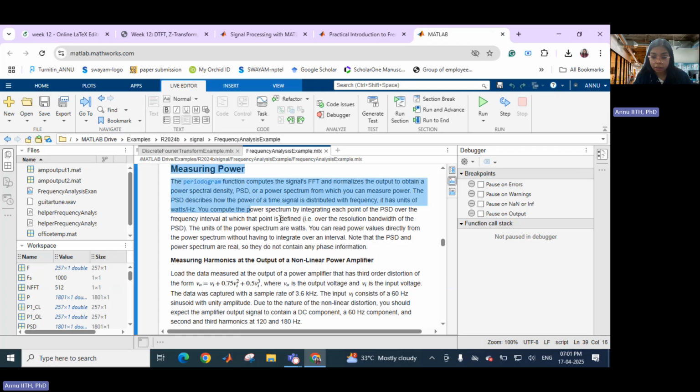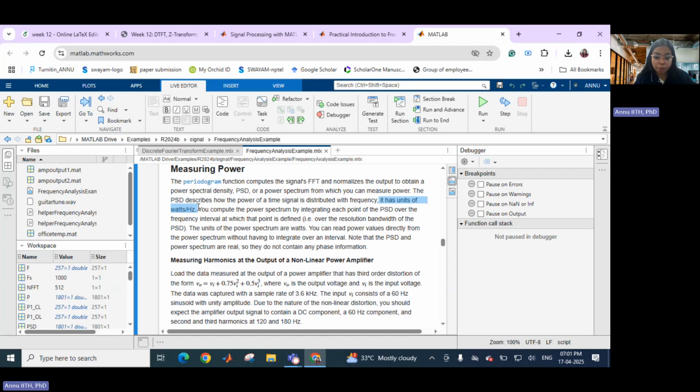Now let us measure power. I want you to know about the power also. The periodogram function computes the signal's FFT and normalizes the output to obtain the power spectral density, PSD, or power spectrum, from which you can measure power. The PSD describes how the power of a time signal is distributed with frequency. It has units of watts per hertz.